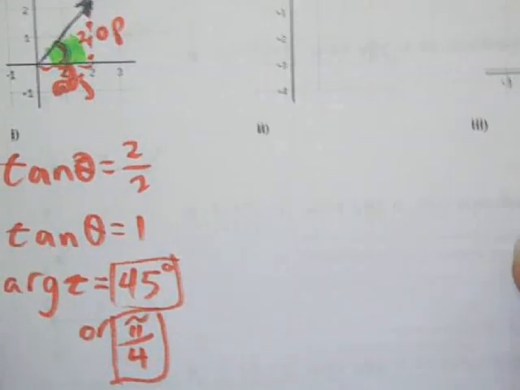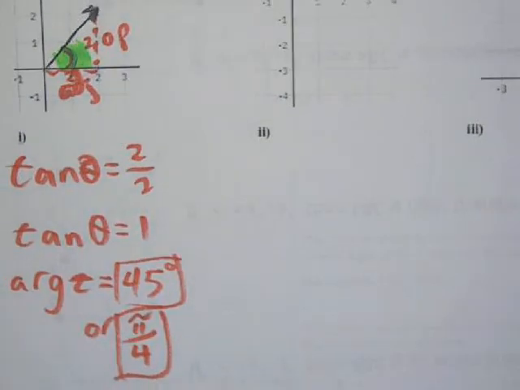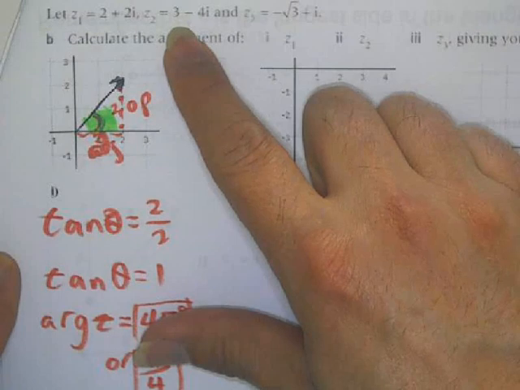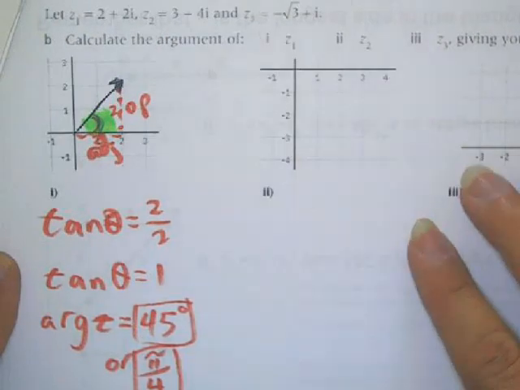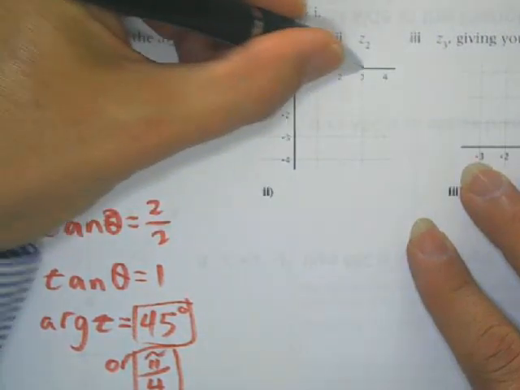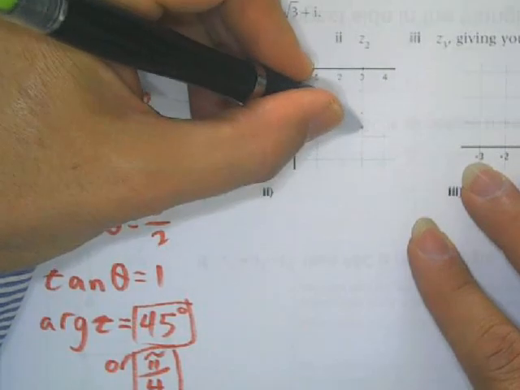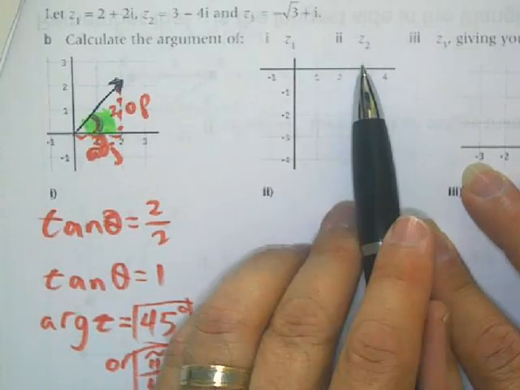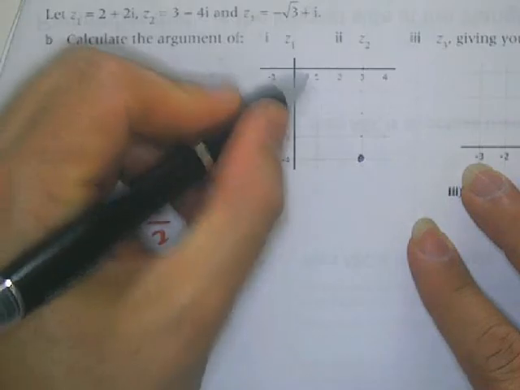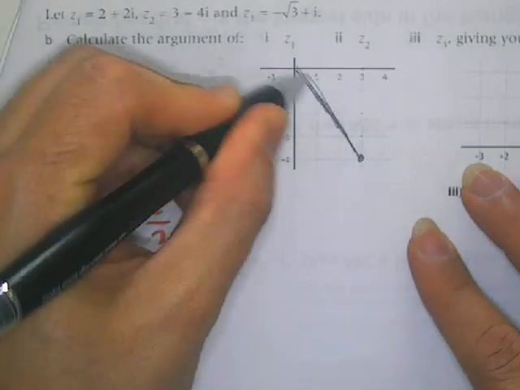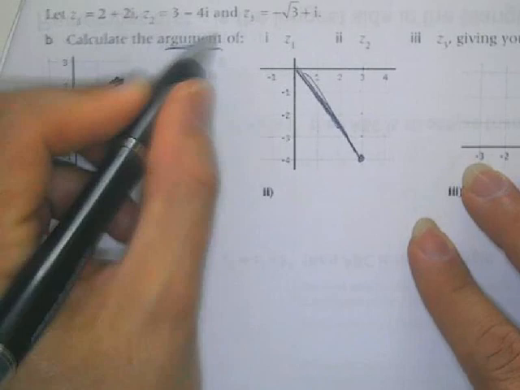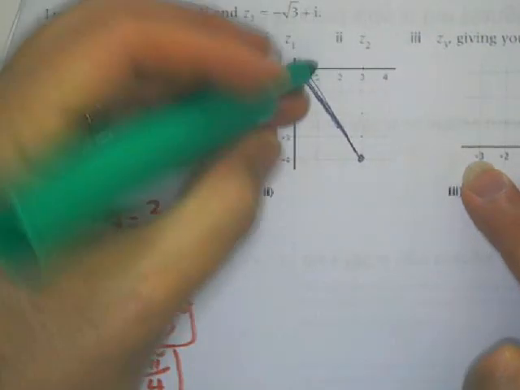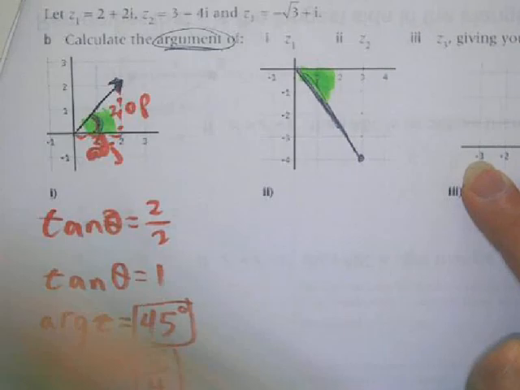Okay, let's look at the next one. It says 3 minus 4i. So I go over 3 and down 4. And that puts me right there. I went over 3 and down 4. So now I've got my line. And we're finding the argument.